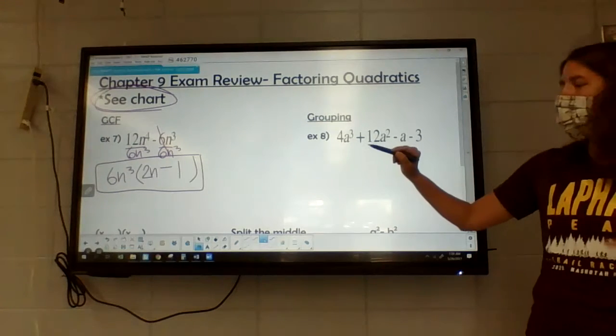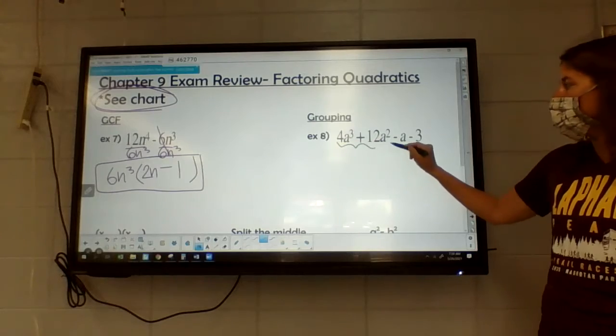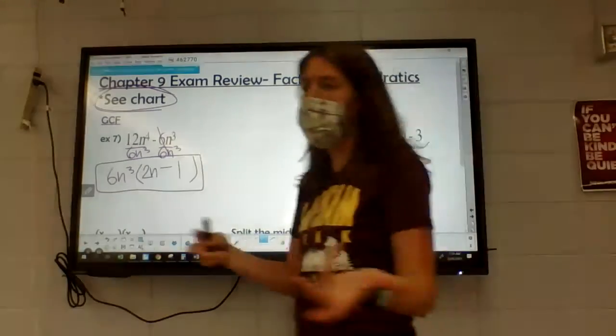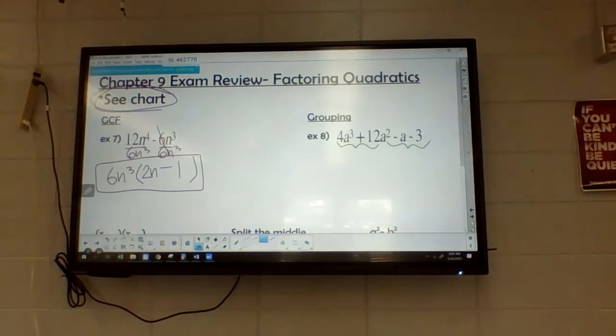All right, the next one is grouping. Remember, grouping is when we have 4 terms. If you put 4 people in a group, it'd probably be 2 and 2. It'd be mean to do 3 and 1.